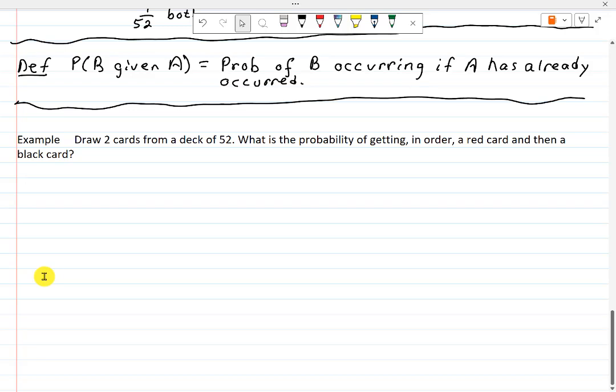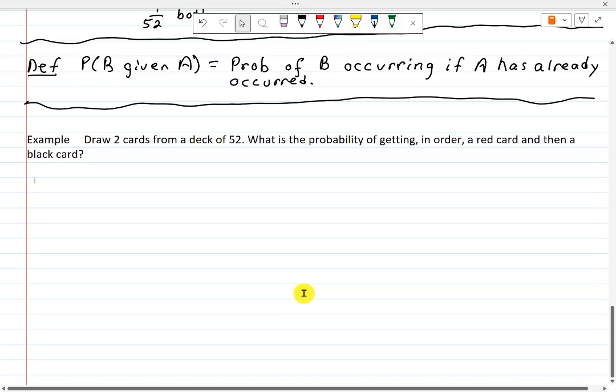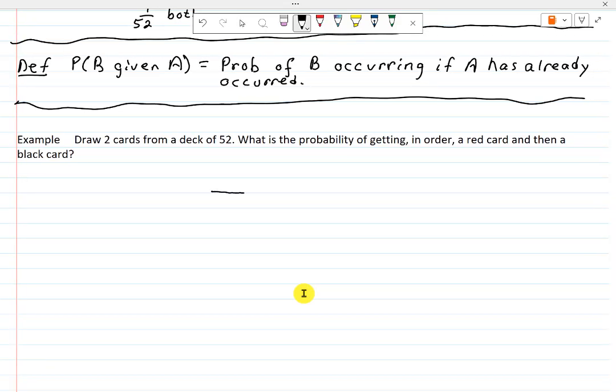Now in this example, I'm drawing 2 cards from a deck of 52. So we can think of it as there being a first card and a second card. I want the first card to be red and I want the second card to be black. So I can set up my problem as I have all the other problems. I have the first one I want to be red and the second one I want to be black.